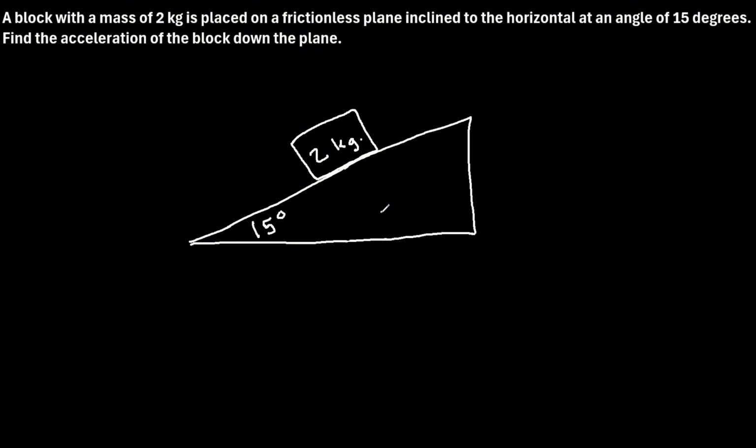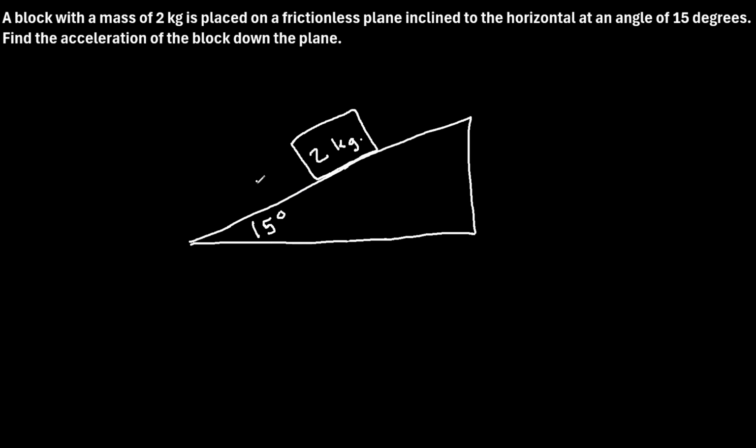So I've sketched out this situation where we have this inclined plane where the angle relative to the horizontal is 15 degrees, and we have this 2 kilogram block that we have placed on this plane. Now, we know the block is going to slide down the plane, but we want to know what will be the acceleration of the block down the plane. So how can we find that?